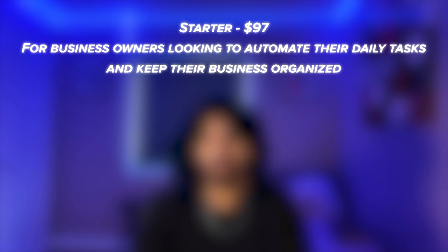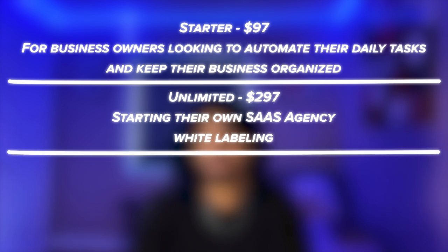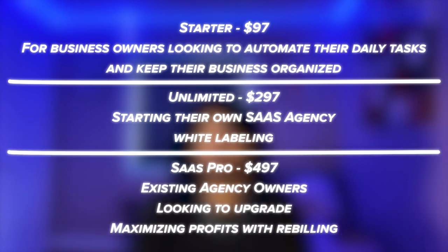Now to summarize the main points of this video, the Starter plan costs $97 and is perfect for business owners who are looking to automate their business and organize their operations. The Unlimited plan costs $297 per month and is perfect for someone looking to start their SaaS agency and offer their own white label software to businesses. And the SaaS Pro plan starts at $497 a month and is for agency owners who have multiple clients already and are upgrading to HighLevel to introduce rebilling to maximize their revenue and automate their business even further.